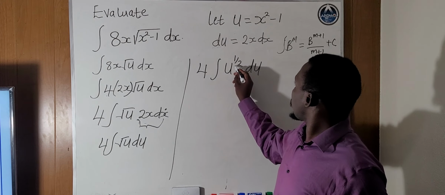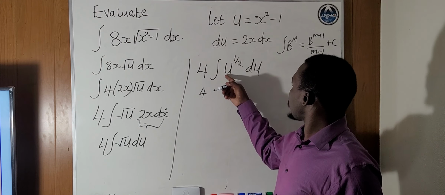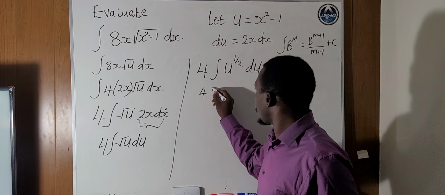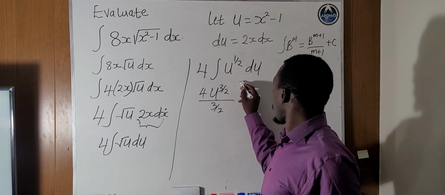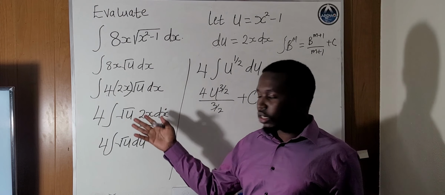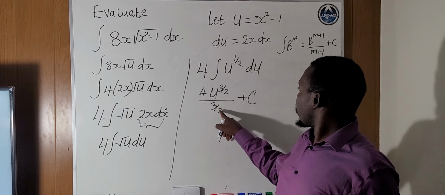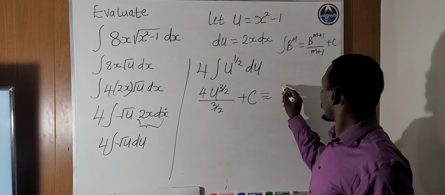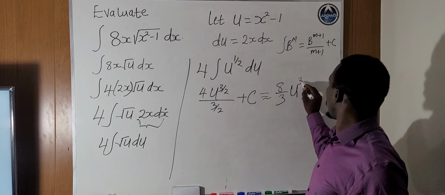So here, we have 4 outside, which is a constant, times the integral of u to the half. Half plus 1 will be 3 over 2, so u raised to the power 3 over 2, divided by the same 3 over 2, plus c, the constant. When we integrate, because we don't have the limits of integration, we must have a constant to account for the unknown limit. This is equivalent to 8 over 3 u to the 3 over 2, plus c.